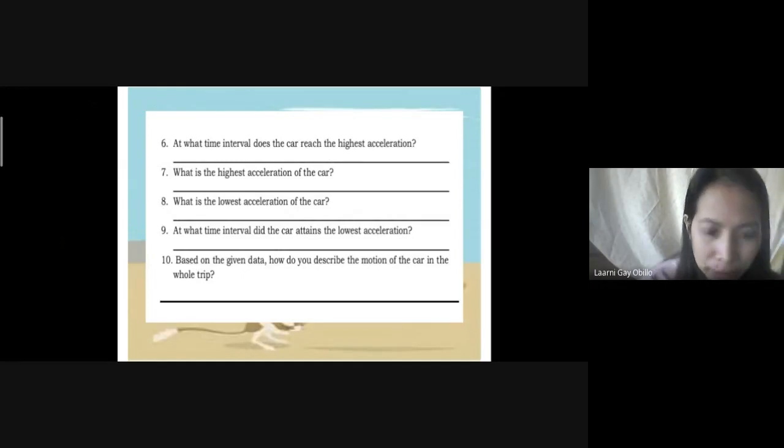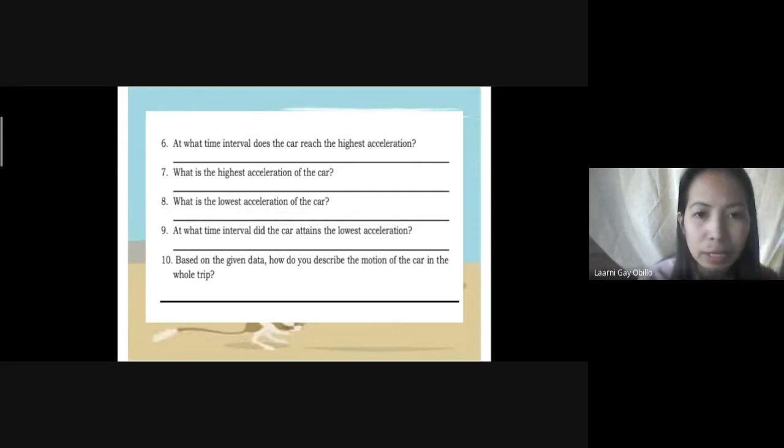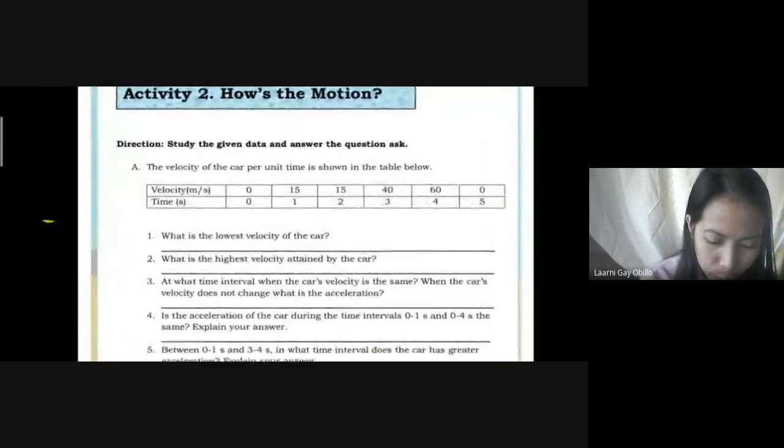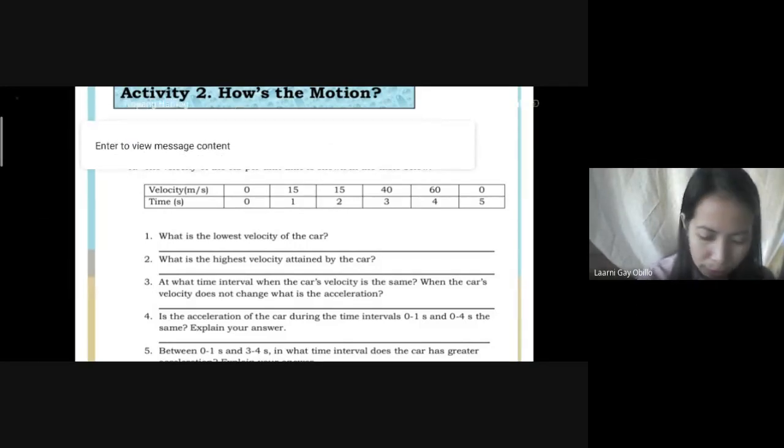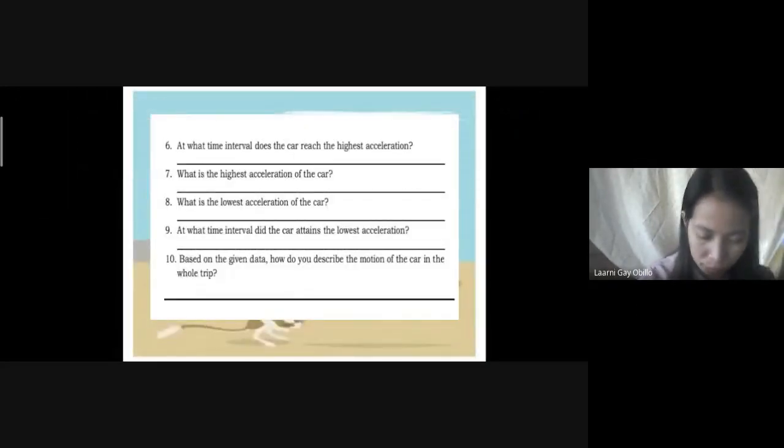what is the highest acceleration of the car? Okay, sabi nga natin that is 15 meter per second squared. And what is the lowest acceleration of the car? Nakita natin, ano yung lowest acceleration niya? Lowest. Okay. Answer ni John Mark at ni Miguel, tinype nila ay 0. Okay, you are both correct.